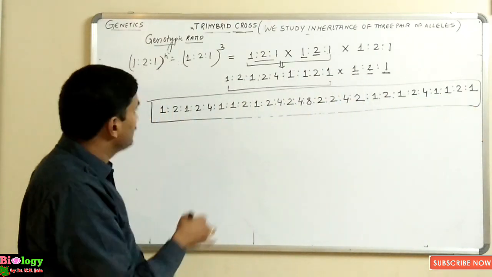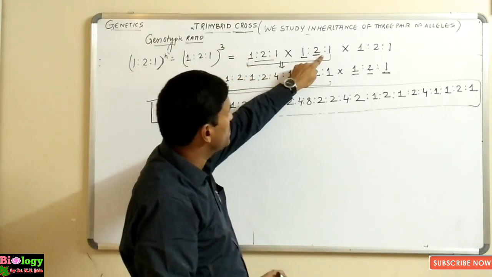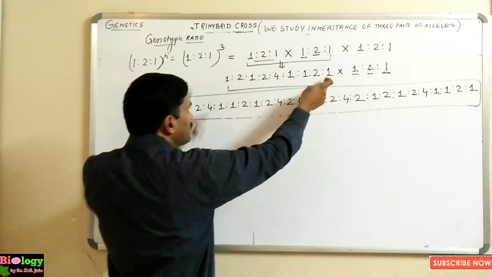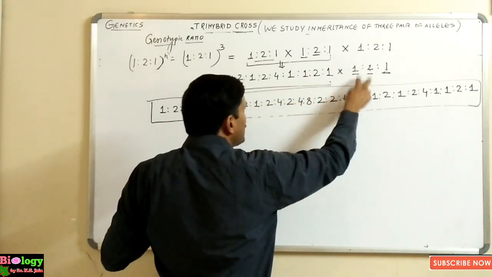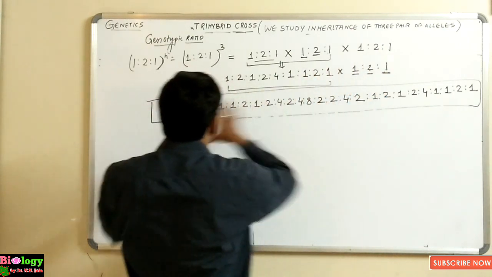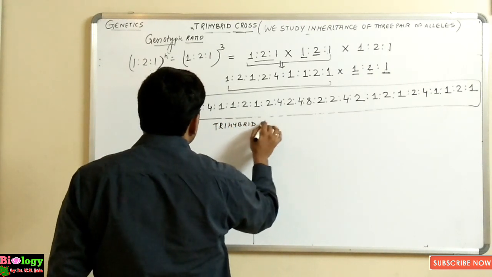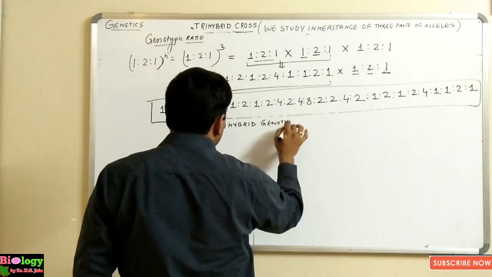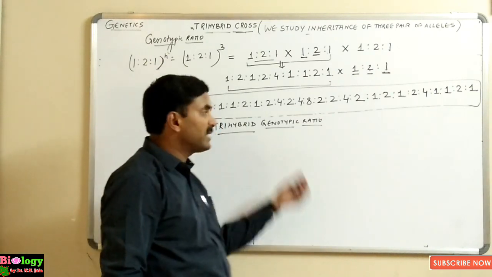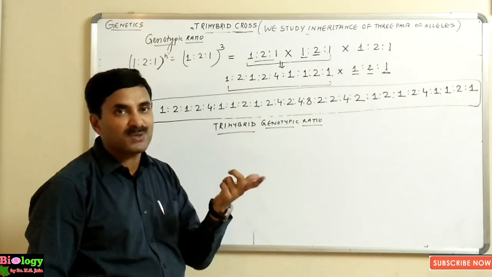Don't try to mug up this, okay? What you did here: 1:2:1 was crossed with 1:2:1 was crossed with 1:2:1. First I multiplied these two and got this value. Then I multiplied this value with this one, and so on. I got this one. So this is the trihybrid genotypic ratio. Okay, so if you practice once or twice, you will be able to write the phenotypic ratio and the genotypic ratio of a trihybrid cross also.